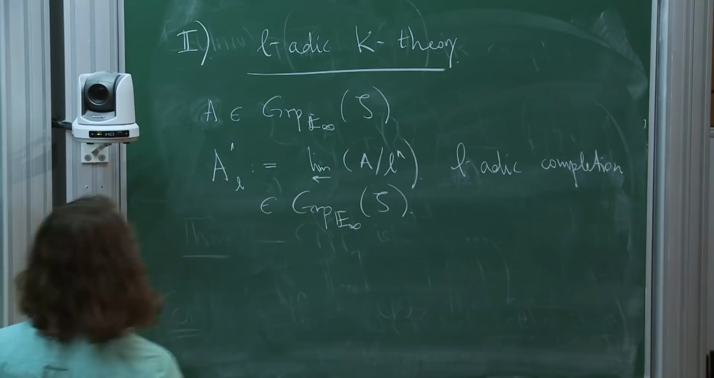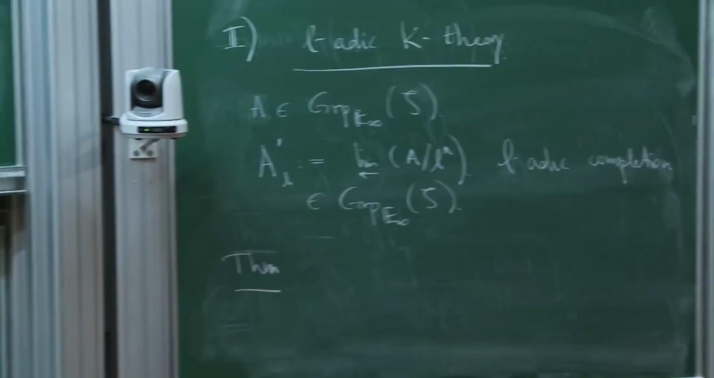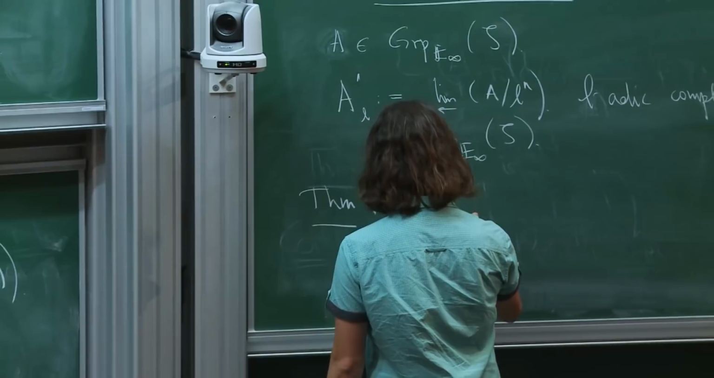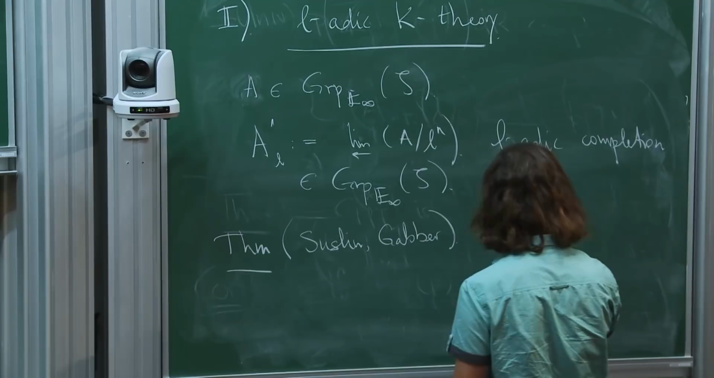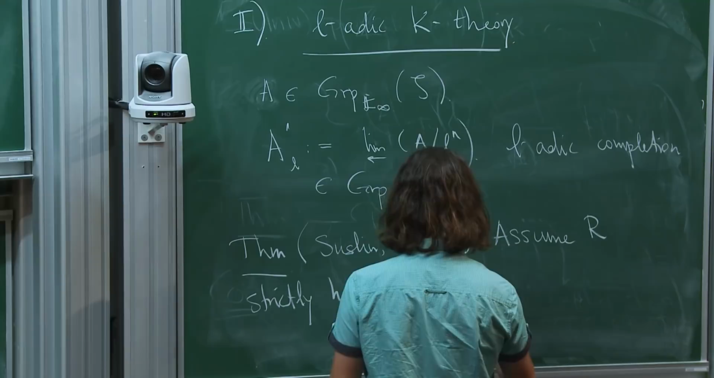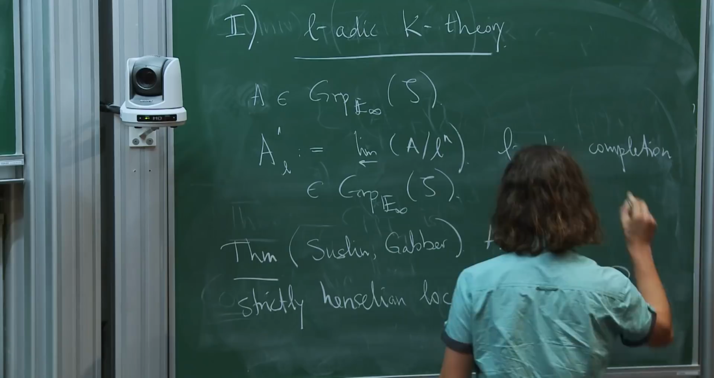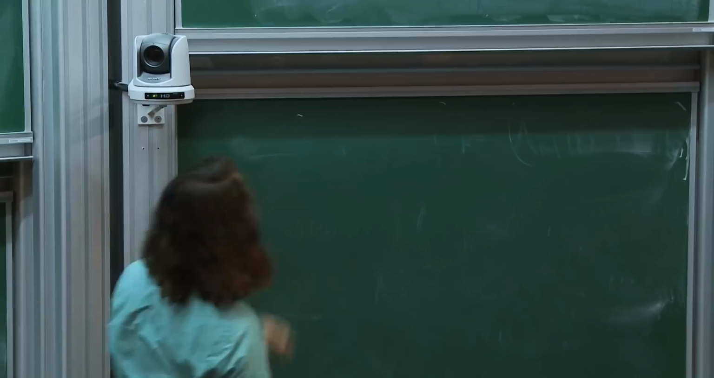Understanding the étale K-theory, there are some convergence issues coming up, but it basically reduces to the study of strictly Henselian local rings. The structure for strictly Henselian local rings is given by a theorem of Suslin, and in most generality something due to Gabber. So assume that R is a strictly Henselian local ring, and l is invertible on R. Then you can actually compute this thing.